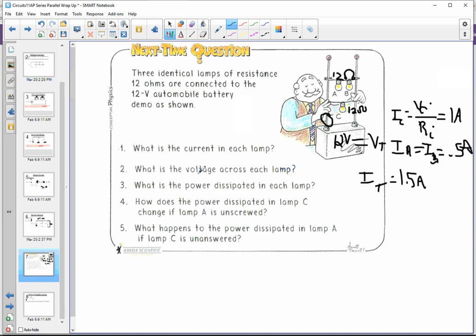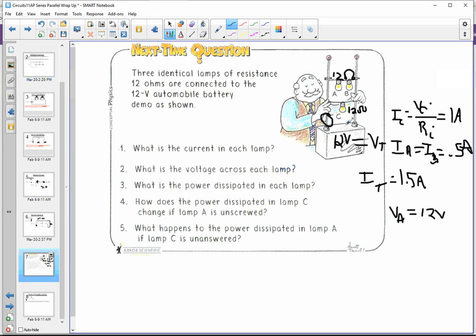Now on to question 2. What is the voltage or potential difference across each lamp? I think that's a little easier. The potential difference across A, since A is connected directly to the battery because of its parallel nature, we'll see the full potential difference of 12 volts.